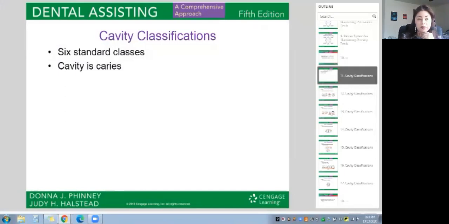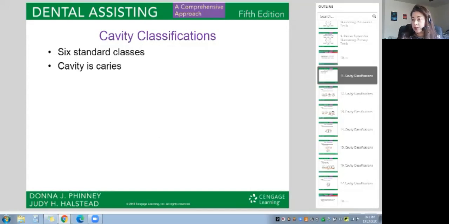So there are 6 different classifications for work or restorations that need to be done. Okay, so a cavity, the word cavity itself actually just means a hole. Caries means decayed tooth structure. So somebody says, oh, I have a cavity. They may not have an actual hole, but that's the term that we've come to know. For example, you can have decayed tooth structure but not have a hole, meaning the tooth hasn't collapsed yet.